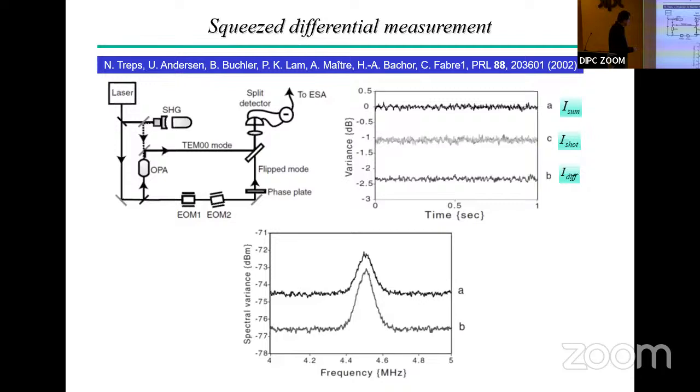Here you have the squeezed state at the TM00 mode. And then how did they do the flipped mode? What they did was to order a half-wave plate in which the fast and slow axis of one half was rotated by 90 degrees with respect to the fast and slow axis of the other. Since the phase difference in a half-wave plate between the two polarizations is pi, a Gaussian beam horizontally polarized impinging on this wave plate will acquire different phases in the two halves.